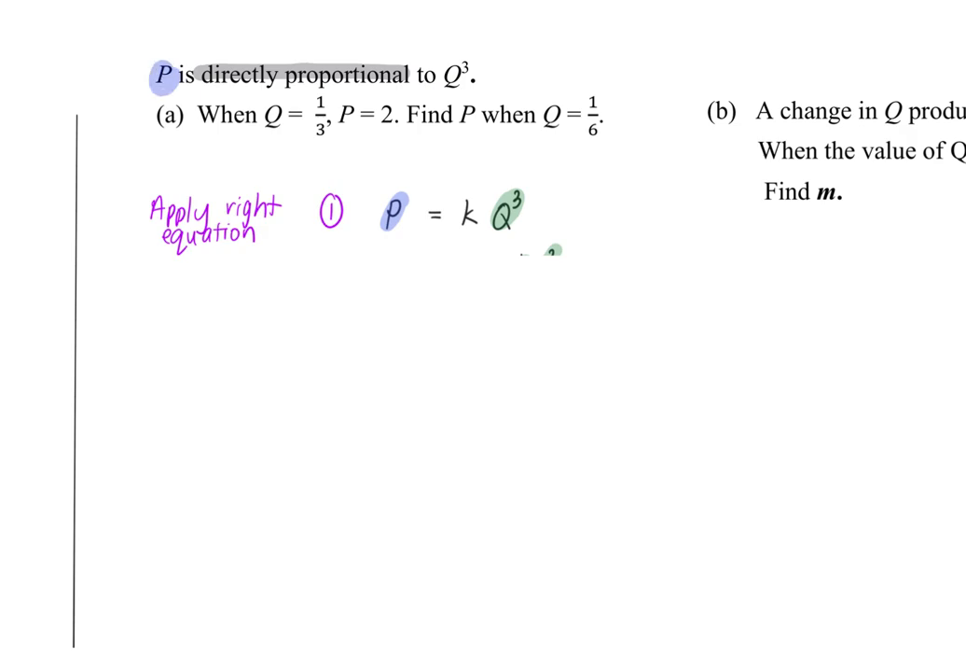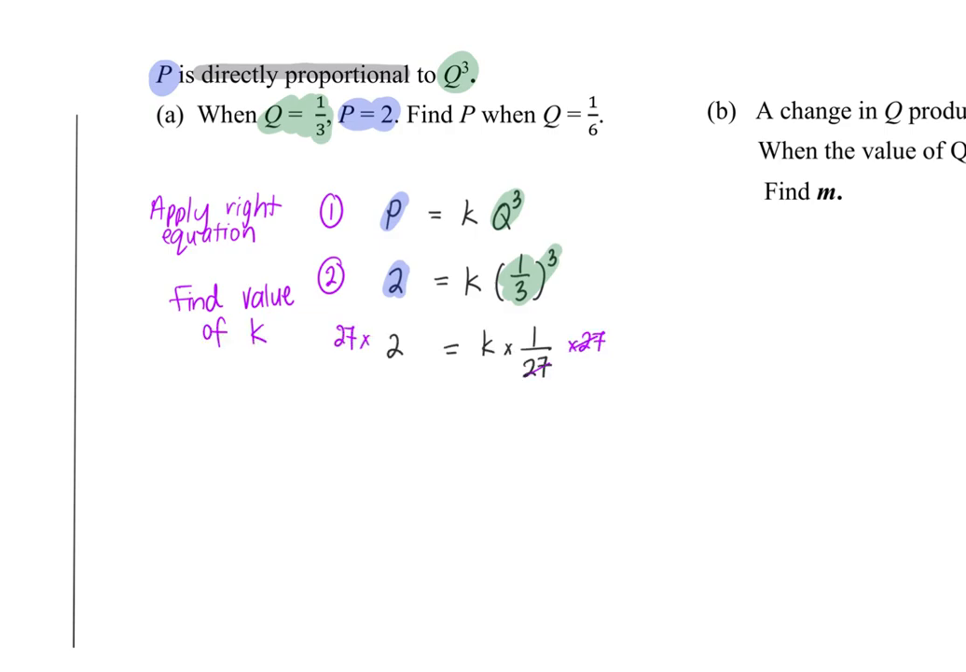In this case, P is directly proportional to Q cube, which means P equals K, which is a fixed number, a constant, multiplied by Q cube. And since we are given these two sets of values, we can substitute into this general equation to find the value of K. Then we simplify, in this case multiplying by 27 on both sides. That will lead us to K equals 54.